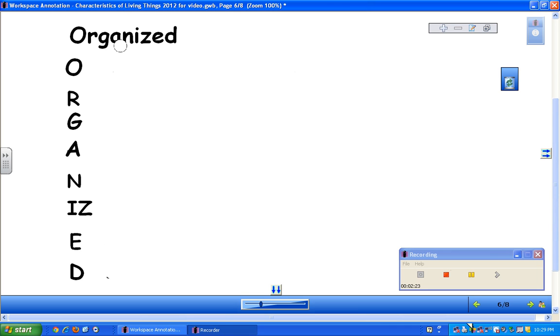Okay, so O stands for the word organized. All living things have highly specific parts with special functions. For example, the parts of a cell. So all living things are organized to a high degree. They have certain things in certain places because they have certain functions to carry on. It's not just a random, kind of throwing together of materials.